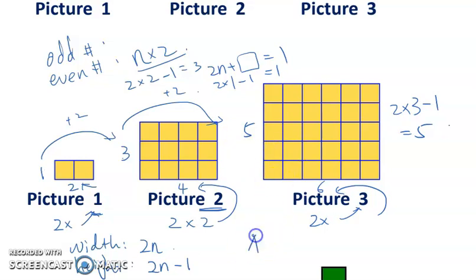So the area will be 2n times (2n take away 1). If I expand it, that will give me 4n squared take away 2n. Again, I got a quadratic expression here.